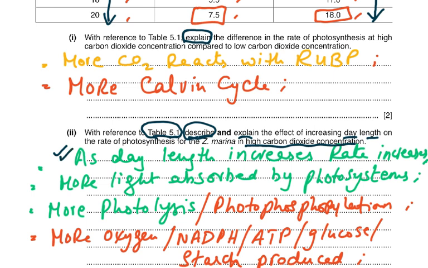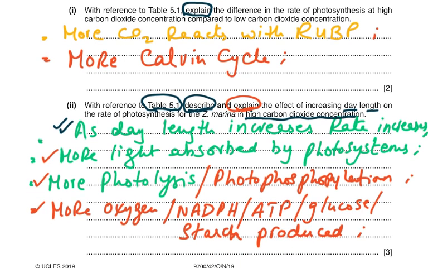But now this is the explanation. Let's look at the explanation now. The explanation is this: more light absorbed by photosystems, more photolysis, more oxygen, more NADPH, ATP, glucose, starch produced. Or you could have given me figures from the data, and that could also have proved your point.